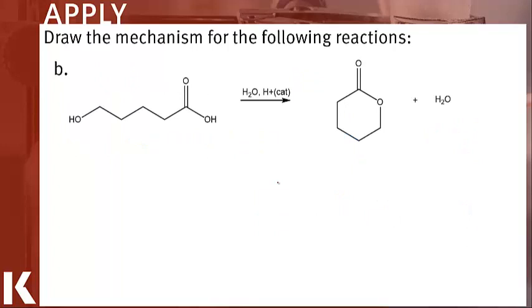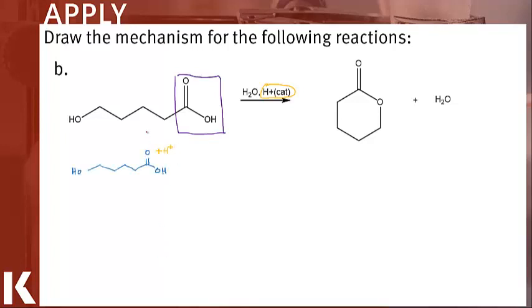Let's try a second one. Again, when we look at this, we have a carboxylic acid, and our carboxylic acid is forming a lactone, that cyclic ester. And this again is acid catalyzed, and I can tell this is acid catalyzed right here by the proton that it tells me is a catalyst. So let's take a look at our mechanism.